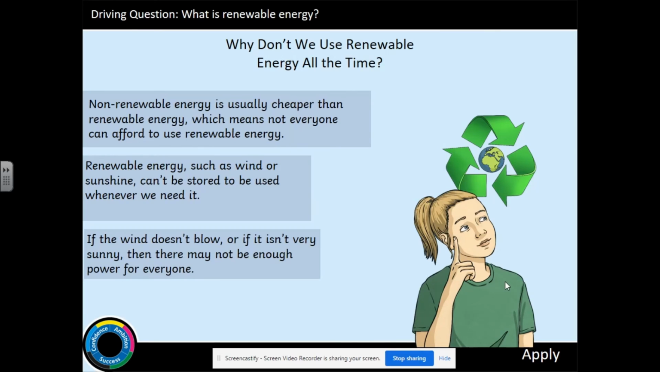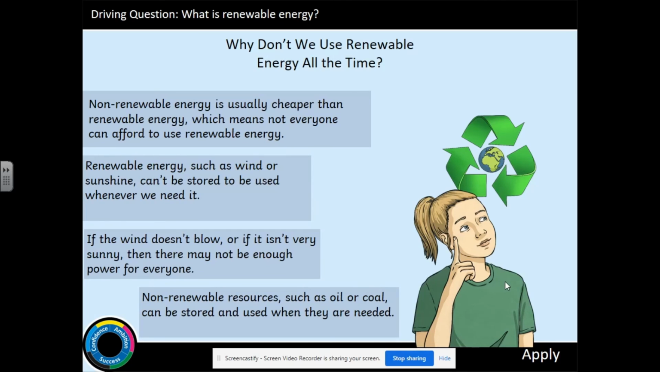Thirdly, if the wind doesn't blow, or if it isn't very sunny, then there may not be enough power for everyone. Just imagine in winter. We know how the UK gets when it's in winter mode. We hardly see sunshine. So let's say that we decided to use solar panels. Let's say that we have the entire UK using solar panels. What do you think will happen during winter? Hmm.